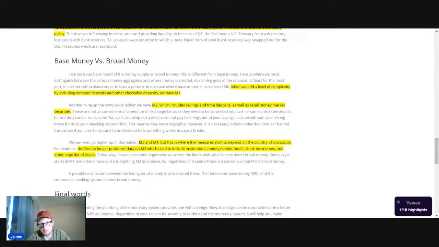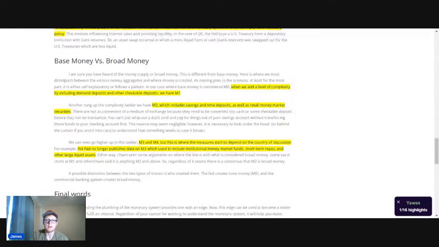You have base money and broad money, right? Base money is what we've been talking about with M0, that high powered money with the bank reserves and the currency in circulation and such. Then you have broad money, which is talking about the different types. We have M1, where we add a few more types of things, and this will include demand deposits and other checkable deposits. Basically it has all of M0 plus demand deposits and checking deposits.